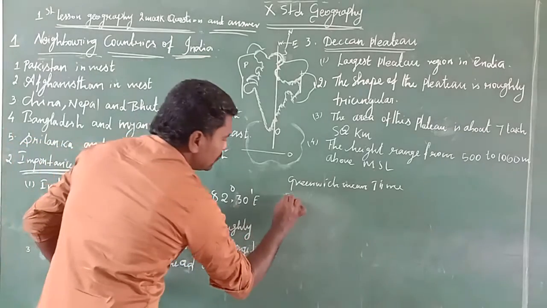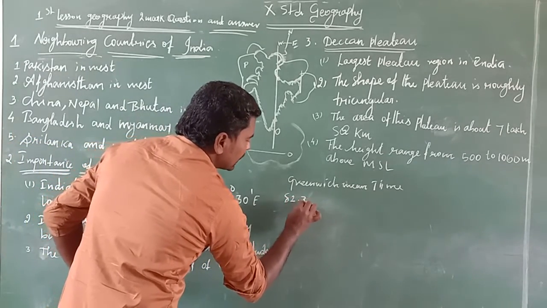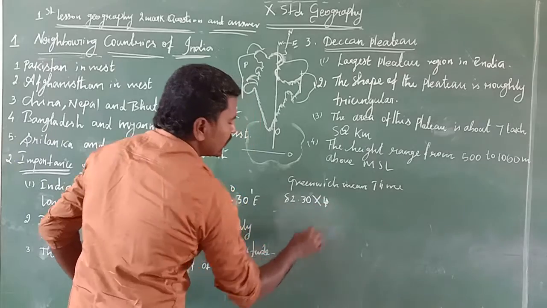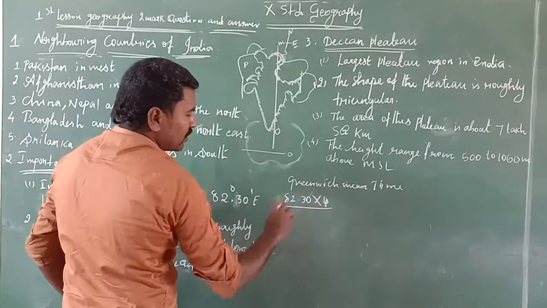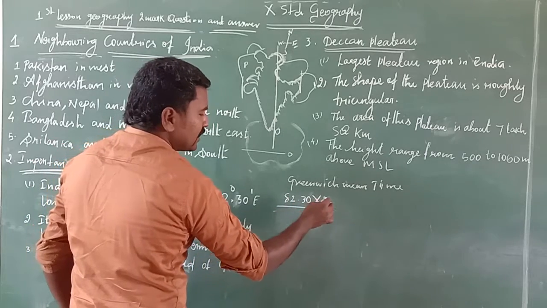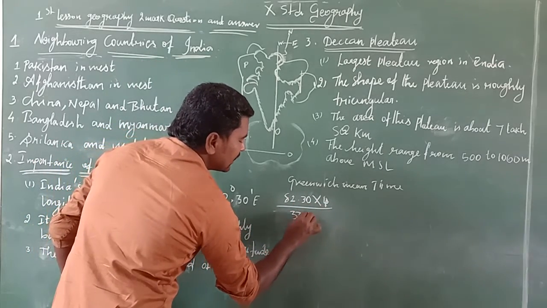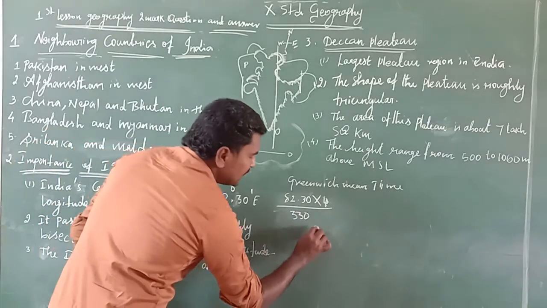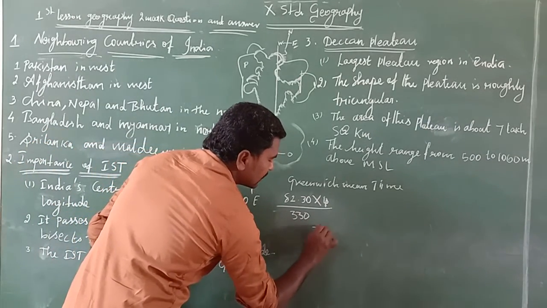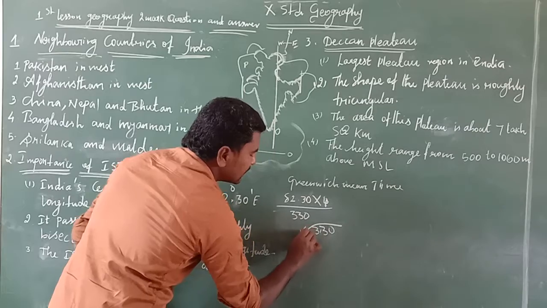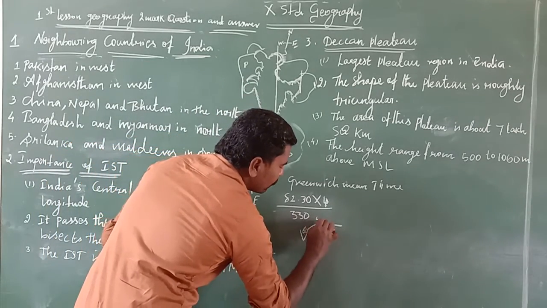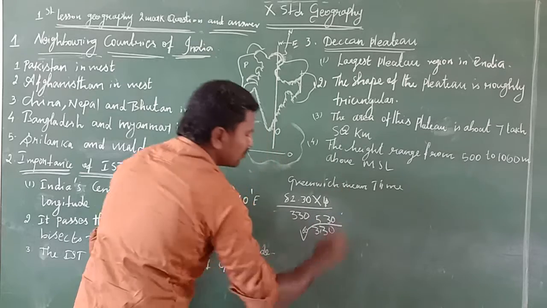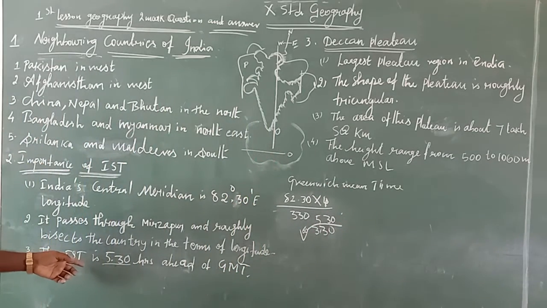You know 82 and 30 minutes. Multiply by 4, you know 4 is the minutes. Multiply 82.5 degrees into 4, we have 330 minutes. 330 minutes divided by 60, we have 5:30 hours. That is the difference between GMT and IST.